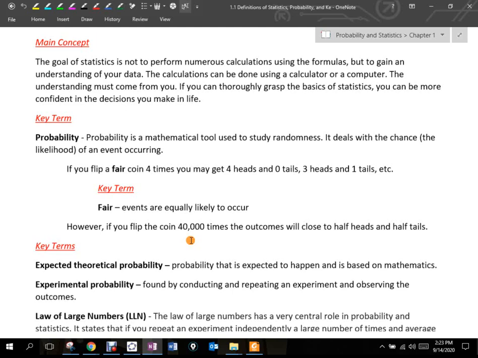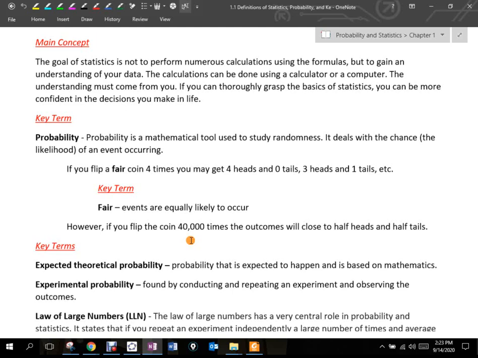Key terms, we go down to probability. Okay, so probability is just the likelihood of something happening, right? Probability is a mathematical tool used to study randomness. You think about winning the lottery, it's random that you win the lottery.